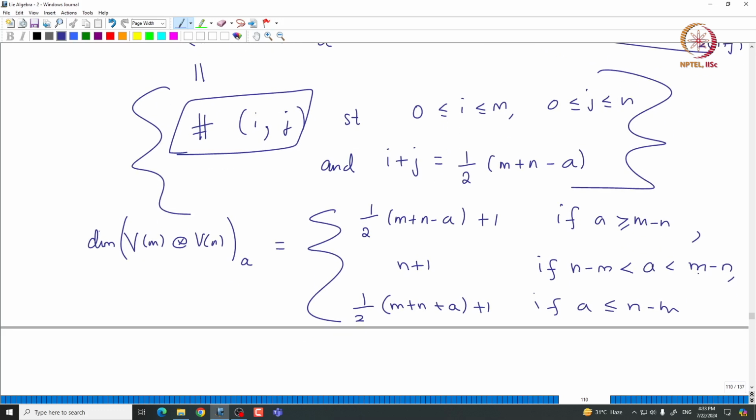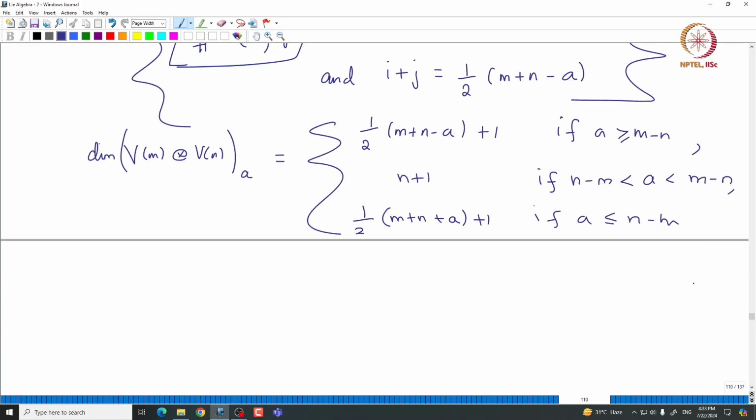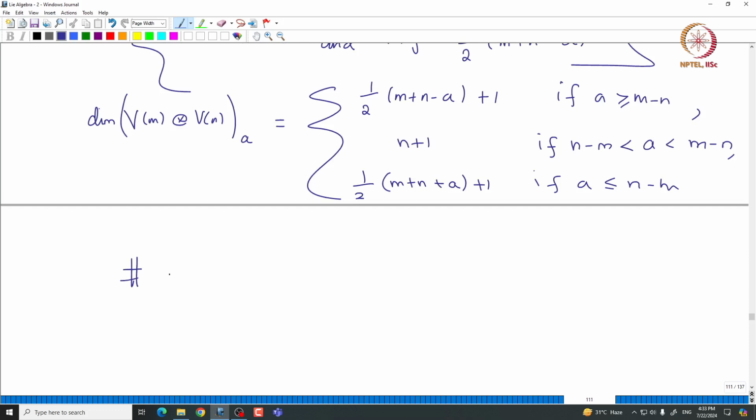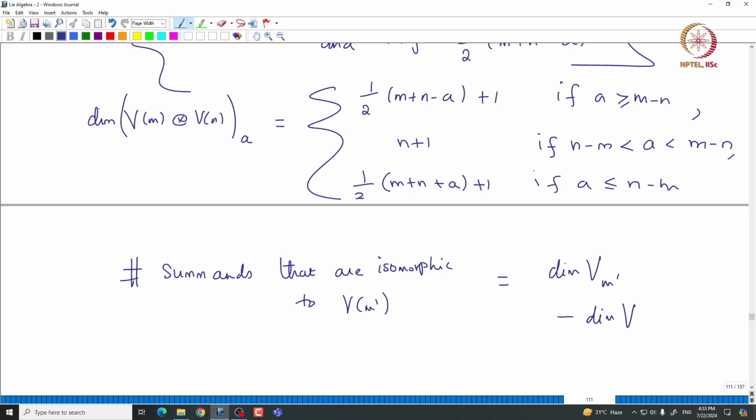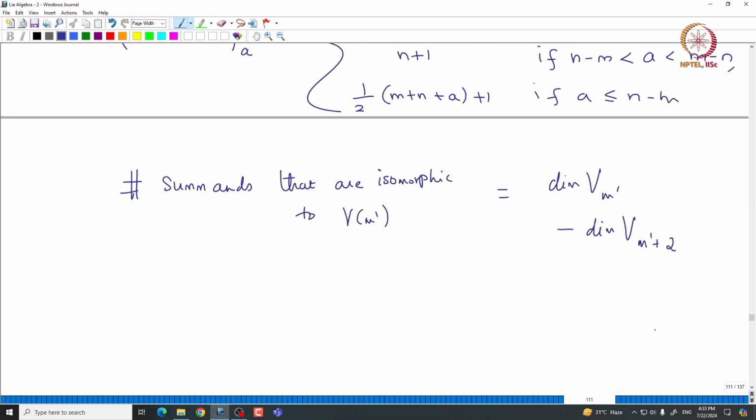Okay, so what can one observe using this? Using this one can immediately prove the following. Take for example the number of summands isomorphic to V_m. We know that this is exactly equal to the dimension of the m-th weight space minus the dimension of the (m plus 2)-th weight space. So the number of summands isomorphic to, let us say, V_m' is exactly equal to the dimension of the m'-weight space minus the dimension of the (m' plus 2)-weight space. This we have already observed.